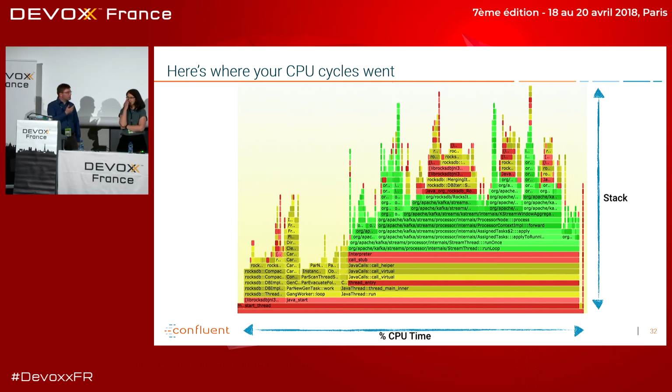And this chart is from an application we run in-house, a Kafka Streams application. It tells you where your CPU cycles went. It doesn't tell you if something else was blocked, but at least you can see where your CPU cycles went. On the x-axis, you see the percent of CPU time that was spent, and on the y-axis is the stack. This chart is actually interactive, so you can drill down into each of these pieces, expand them, and look at individual pieces and see what they are.